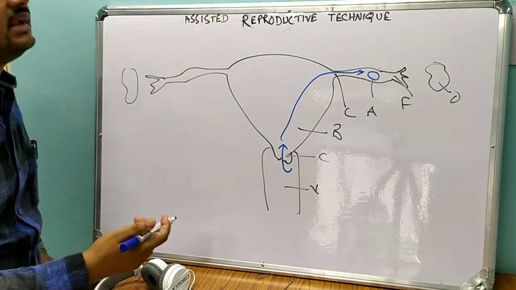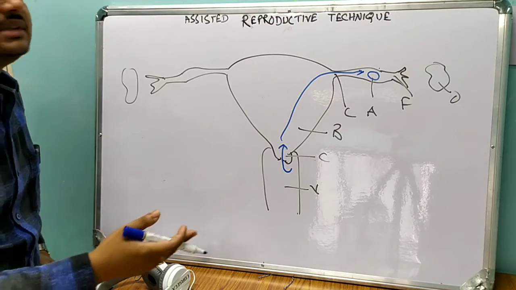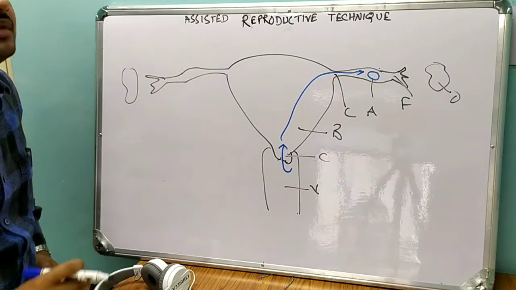What else? Due to a female problem, there might be, due to genetic defects, an inability of the person to produce ovum. What else?